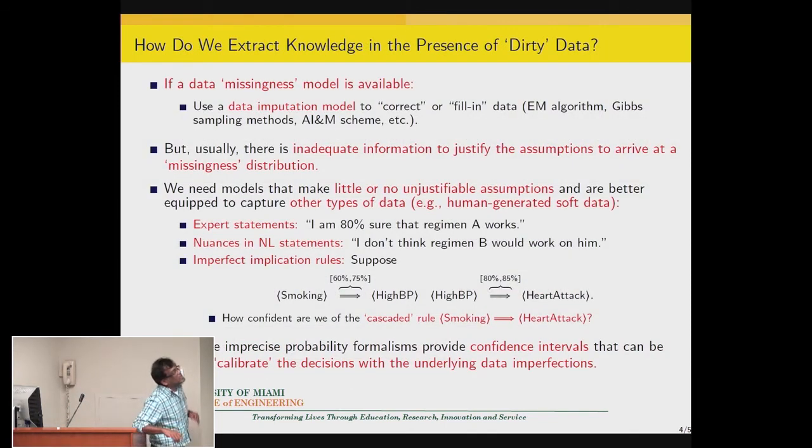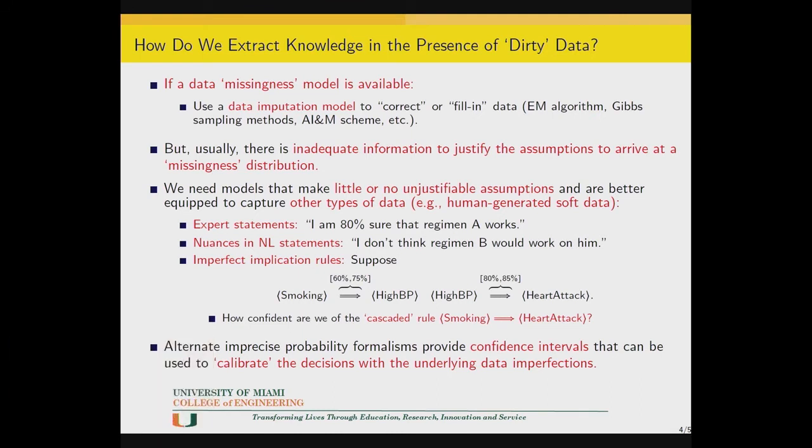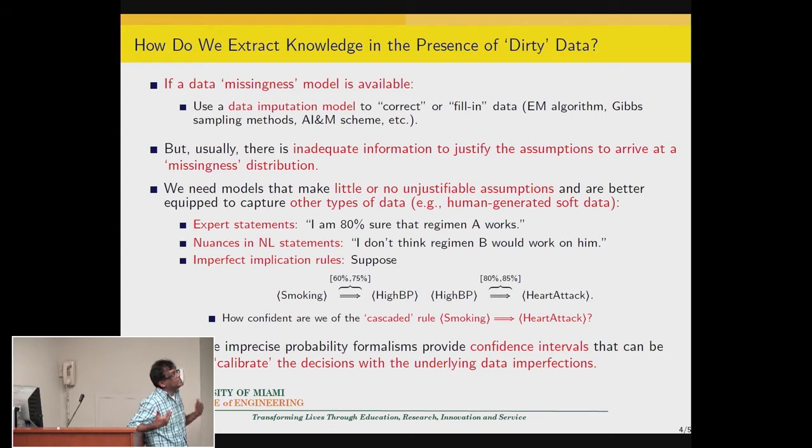So next one, here we go. The other strategy is, of course, to use an imputation model, which is sometimes referred to as a missingness model. If a data missingness model is available, you can use this model to fill in the missing data or correct the wrong data. But usually the problem is there's inadequate information to justify the assumptions needed to arrive at a missingness model, right? So what we need are models that make little or no unjustifiable assumptions and are better equipped to capture other types of data. Why do we need other types of data?